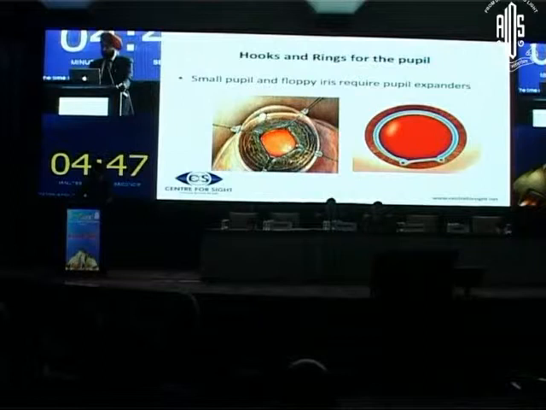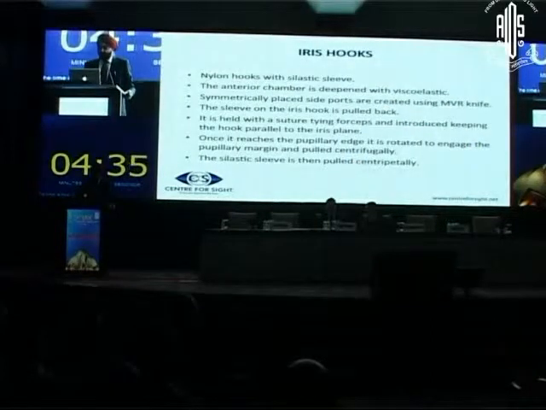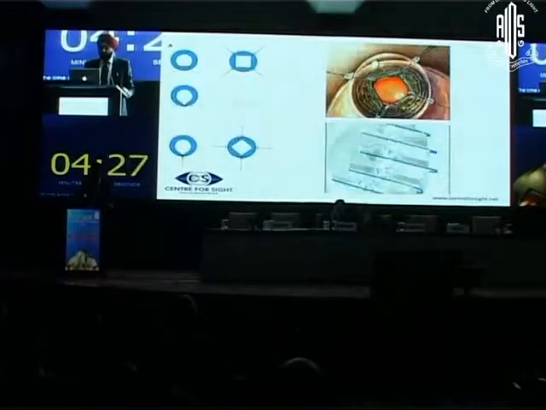Now the hooks can be used especially for small pupils, and nowadays with an increasing incidence of IFIS, you use it for floppy iris, and you can use the iris expanders also. So these are nylon hooks with a silicone sleeve, and the anterior chamber is deepened with viscoelastic, and you place these four hooks symmetrically, and you can use them as you can see here.